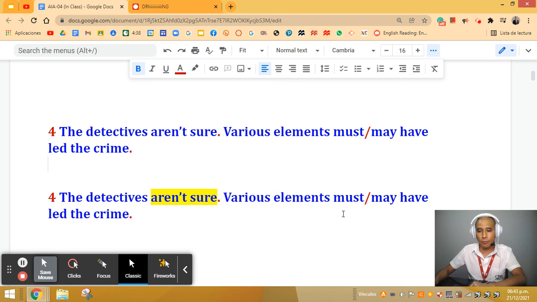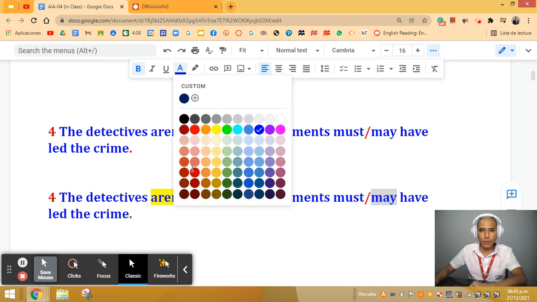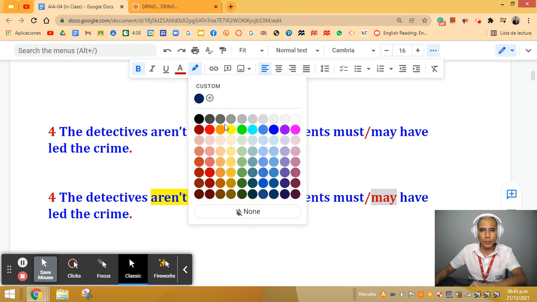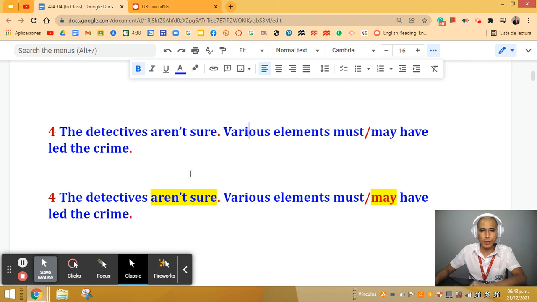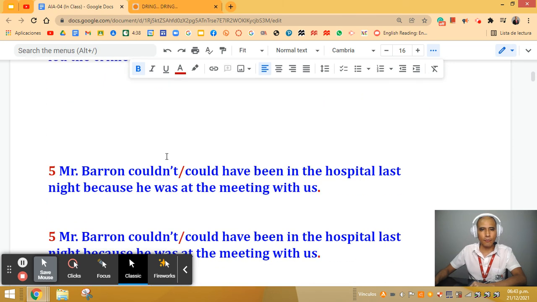So in the case of number four, the correct word would be may. I'm going to turn it into a red color and I'm going to use yellow. There you are. So this would be the correct answer. Why? Because the detectives aren't sure. We aren't sure. That's why I choose may. Okay, perfect. Let's continue with number five.